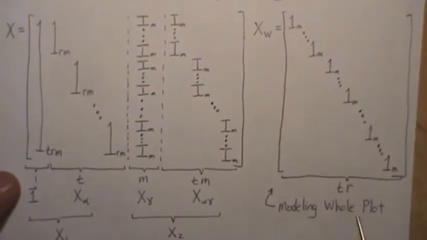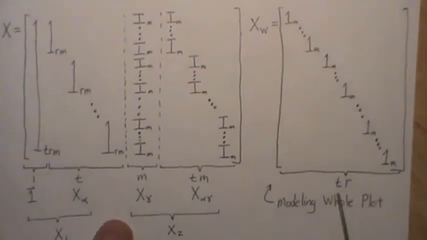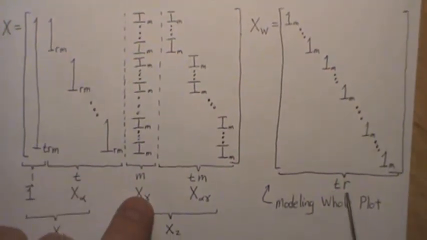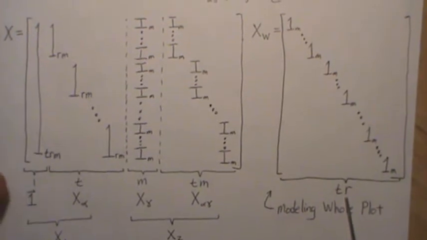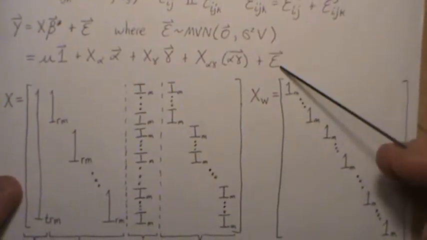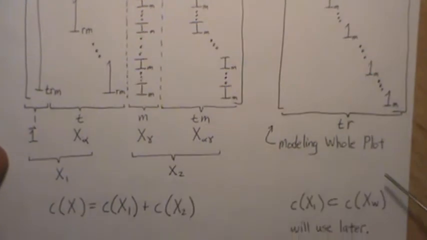So it's modeling the whole plot. And there's T times R, where T is the number of treatments and R is the number of replicates for each treatment level. Okay, and this will become so important later on.